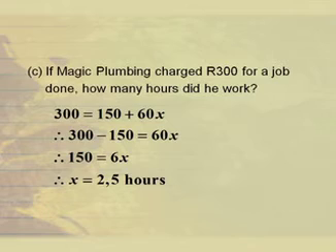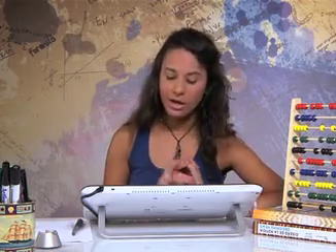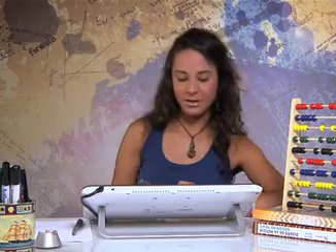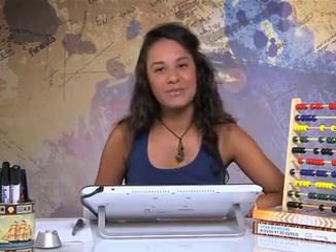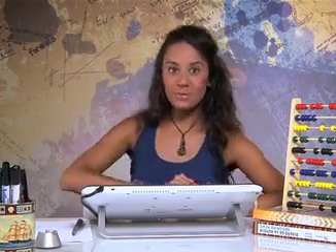But because it's an equation, what we do to the one side, we've got to do to the other side. So we're going to have to say 150 divided by 60, and that gives us 2.5. So therefore, x, how many hours did he work? 2.5 hours.